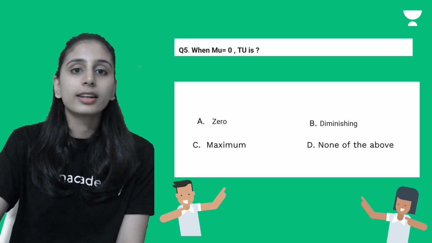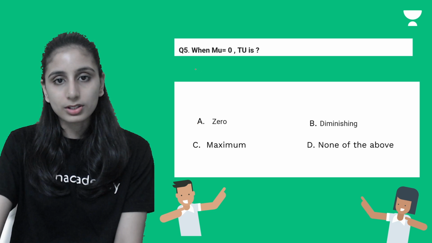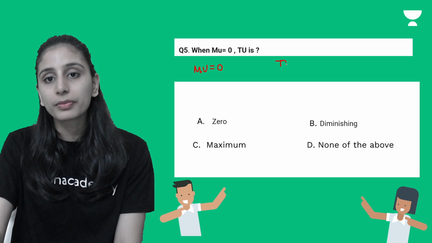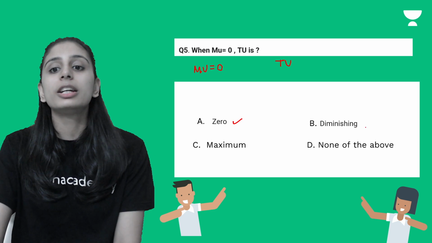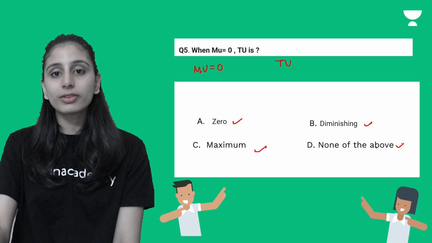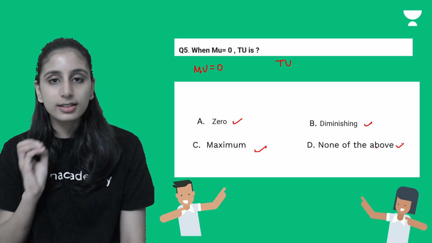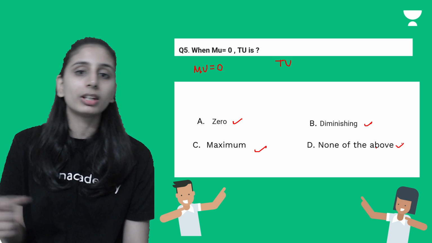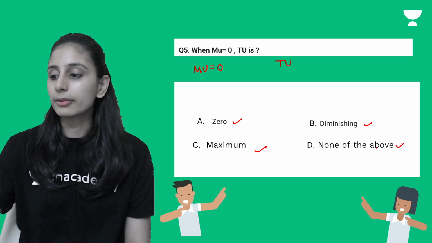Now let's move on to the fifth question. When our MU is 0, where will our TU be? Will it be 0? Will it be diminishing? Will it be maximum, or none of the above? I'll pause for 5 to 10 seconds. Make sure you answer this question perfectly. If you answer this perfectly, it means you have understood the relationship between MU and TU quite clearly.